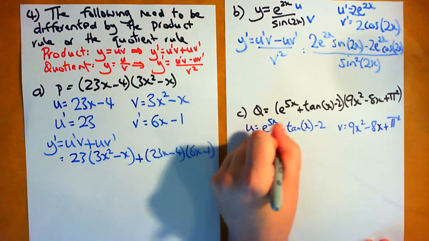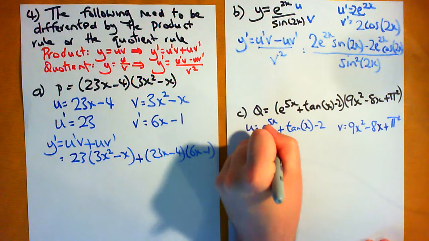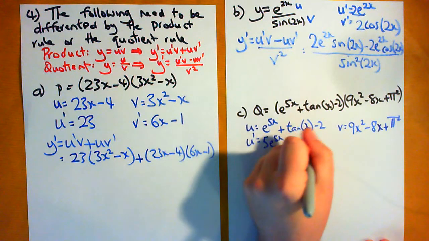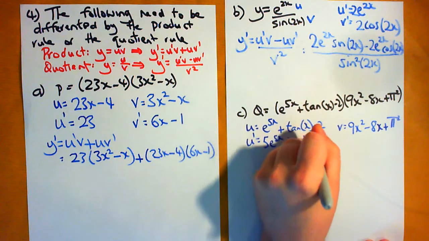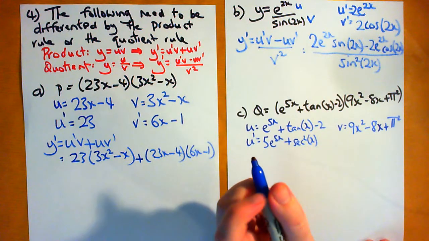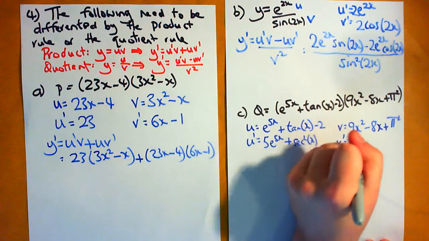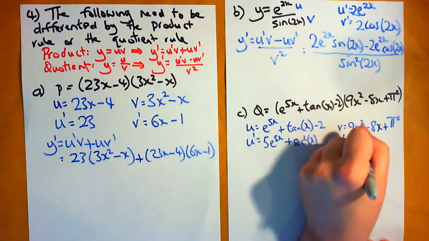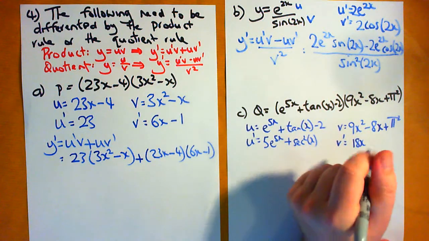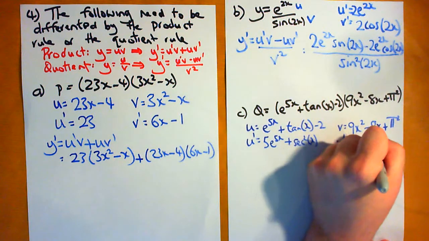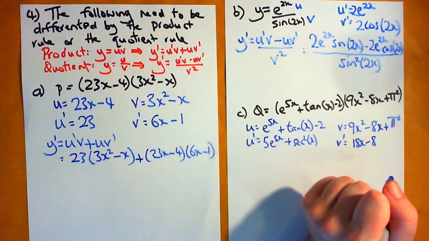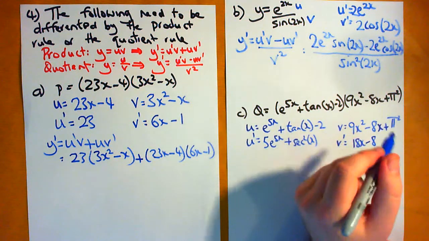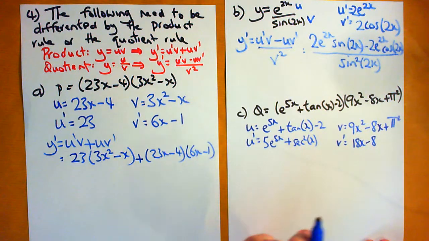So u dash is going to be: the derivative of e to the 5x is e to the 5x times the derivative of 5x, which is 5. Tan differentiates to sec squared of x. 2 is just a number, so its derivative is 0. v dash is going to be: differentiate 9x squared, we get 18, which is 9 times 2, x to the power of 2 minus 1, which is 1, minus 8x differentiates to 8. And don't get fooled by the square in the pi squared. Pi is just a number, no x there, so pi squared is also just a number, which means it differentiates to 0.